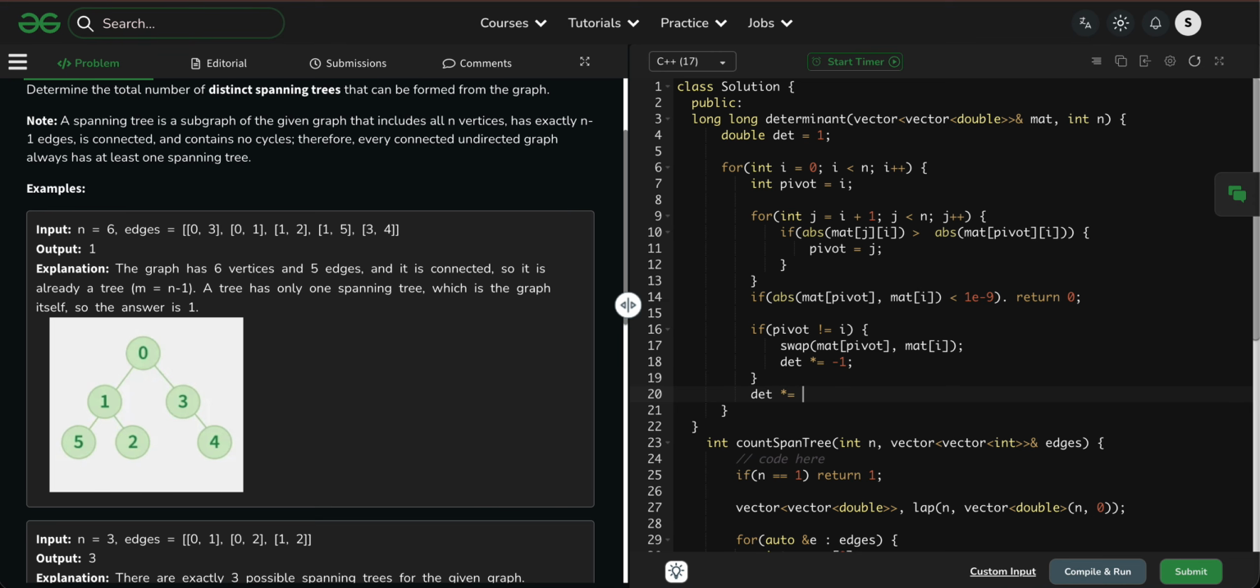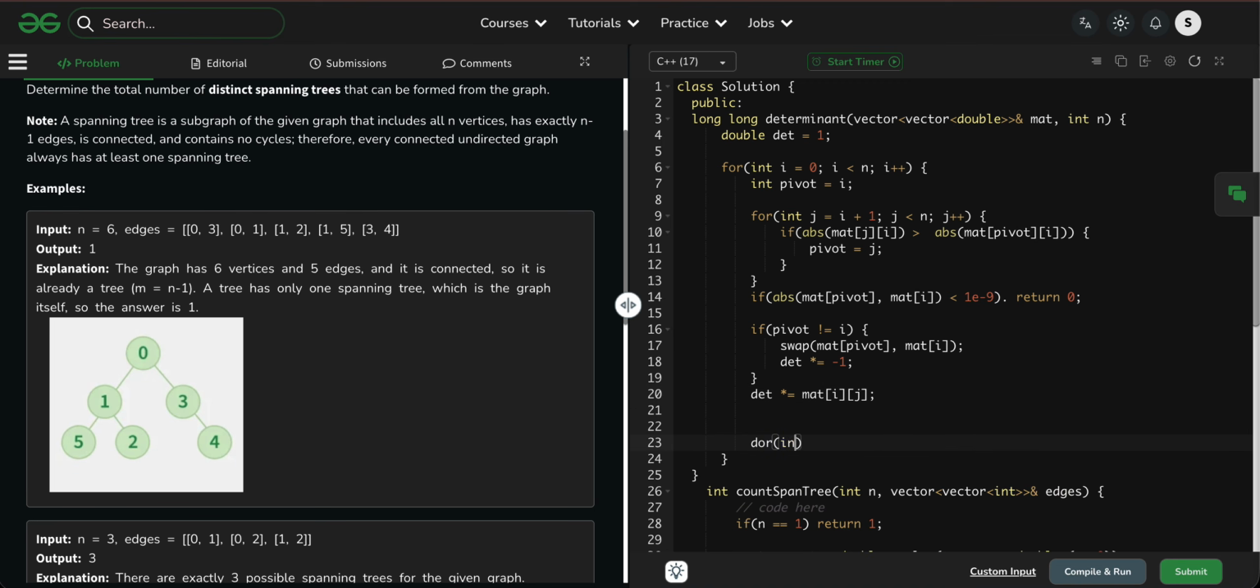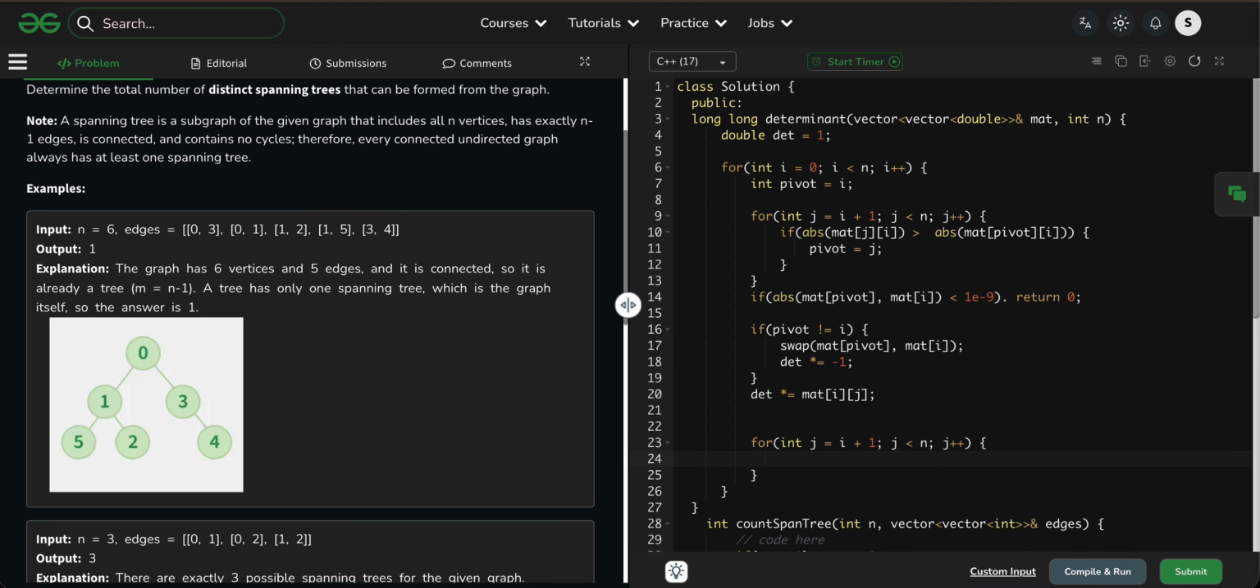Determinant of E is equal to mat of I and j, right? Now here I just have to write the for int, sorry, not for int j is equal to I plus 1 and j greater than or equal to n and j plus plus double factor is equal to mat of j and I and mat of I and I, right?